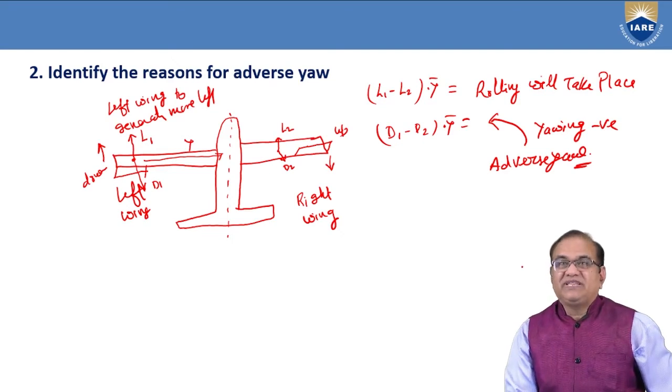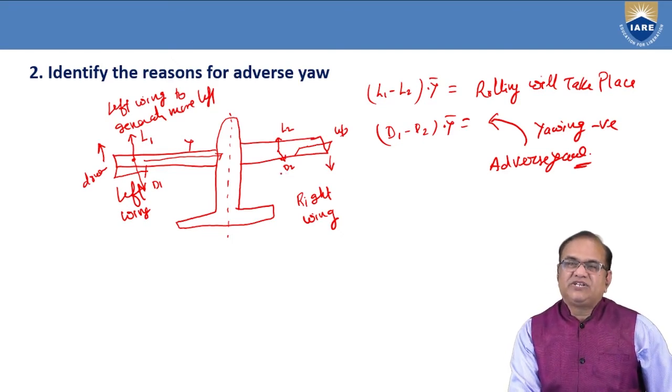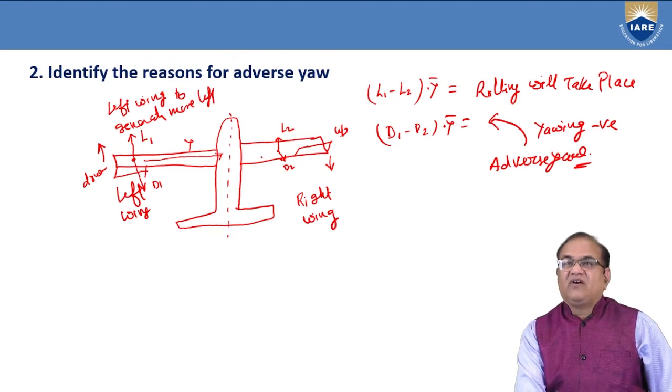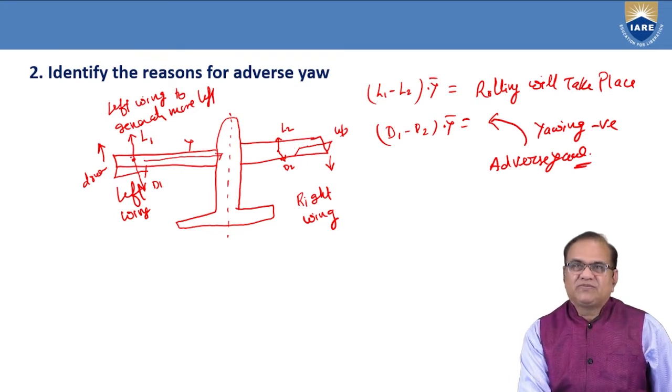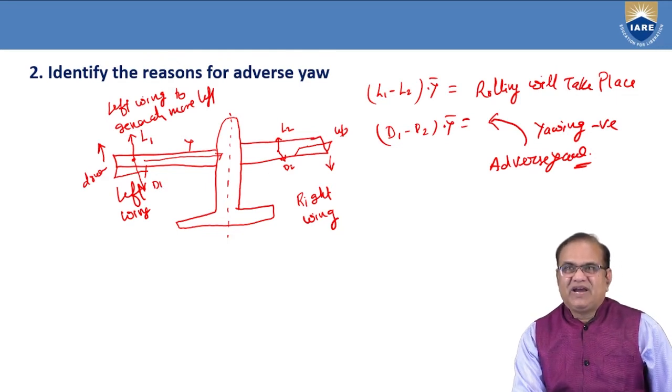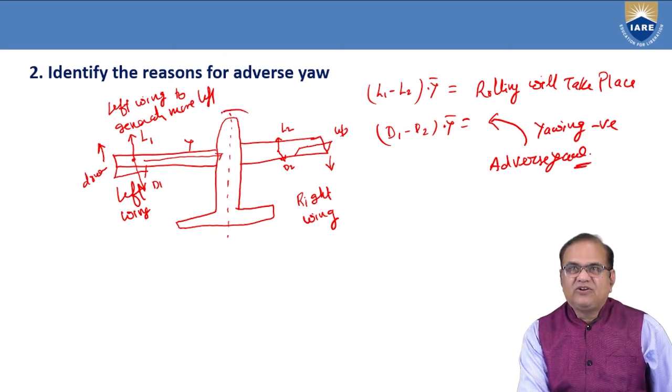So how is it happening? The main reason is the rolling of the aircraft: the variation of the lift on the left wing and the lift on the right wing are different. As the lift is more on the left wing, the drag D1 generated by the left wing is higher than the drag D2 generated by the right wing. So it will try to move like this. This is called adverse yaw, and this is opposite to the required. It is supposed to move like this, but it is moving like this.